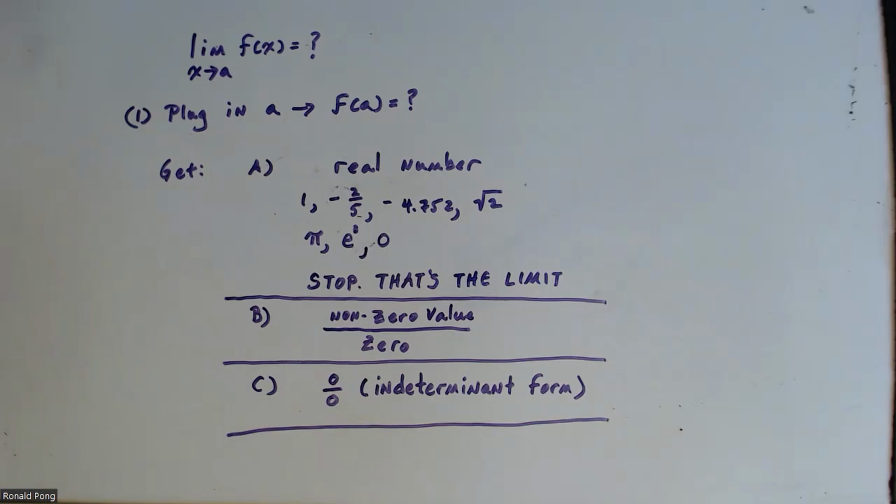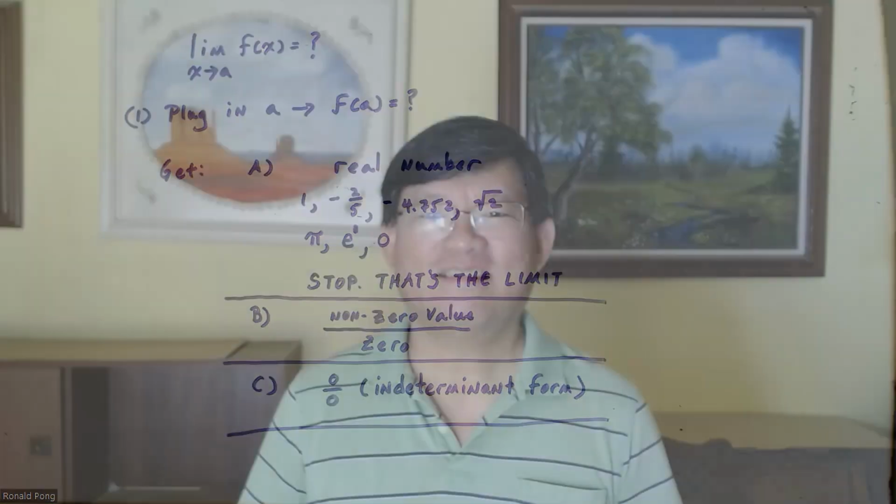The other two possibilities are you'll get a non-zero value, such as 5, divided by 0. Or, more interestingly, you'll get a 0 over 0, what's known as an indeterminate form. So what do we do with this 0 over 0 or undefined result? Click on this link for the next video to deal with 0 over 0.